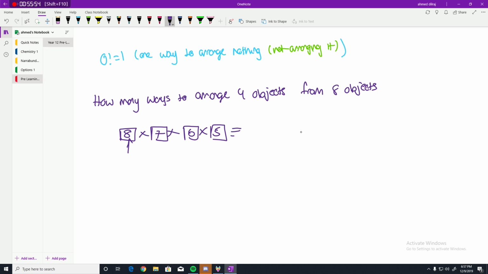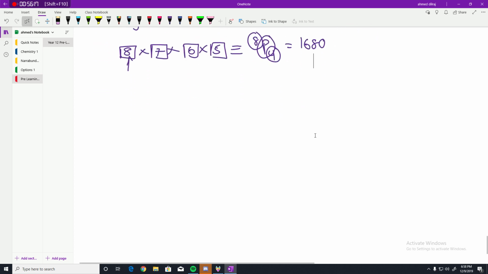This is also denoted as 8P4. So out of the 8 objects, we have to permute 4 of them. Okay? That's how it's denoted, right? And that's equal to 1,680. That's also in your calculator, P and C. So P is permute, which is the arranging, where order matters. All right, and we'll explain combinations in a bit. But let's try to generalize.